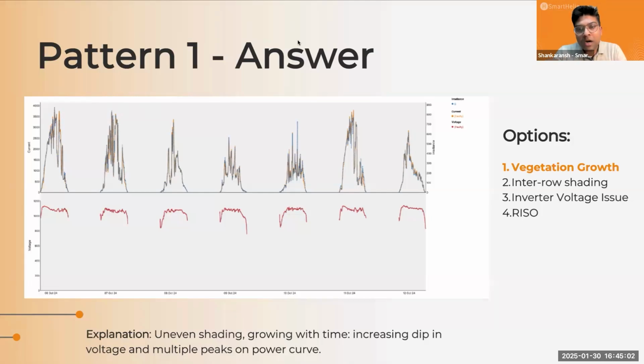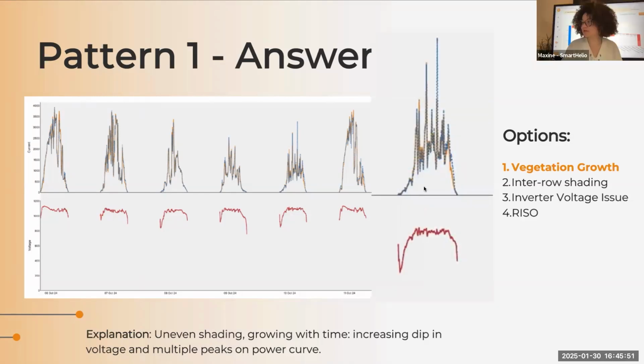Now, the peculiar part, why this is vegetation growth: typically in vegetation growth, the pattern of shading is not uniform. Some part of the inverters would get more and some part would get less, and that would lead to multiple peaks in the power curve. If you see, for example, the second-last curve, in the beginning there is a little bit of power spike. There are multiple power curves on the current. It's more visible if you go here, right at the beginning, and that's what makes it more peculiar to a vegetation growth pattern.